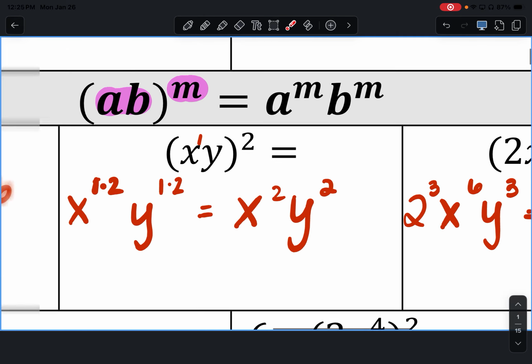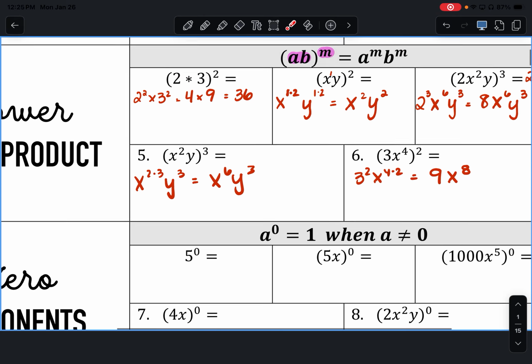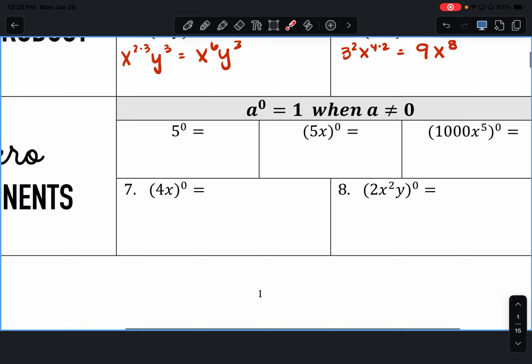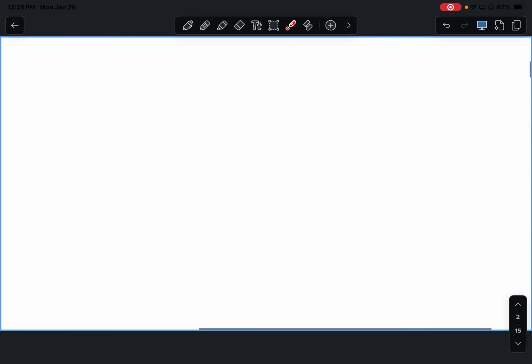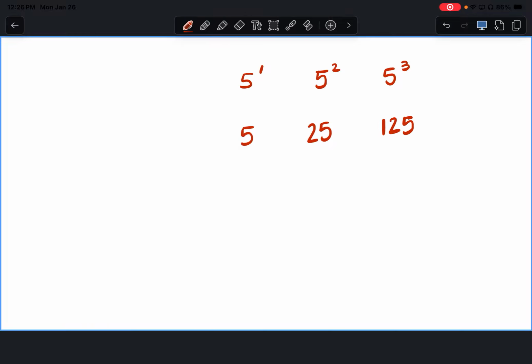Gotcha. Okay, continue. All right, now we're going to talk about the zero exponent rule, okay? So while we're looking at this, I want you to understand this, we kind of have to have a general understanding of exponents in general, okay? So if I have 5 to the first power, what is that? Okay, if I have 5 to the second power, what is that? If I have 5 to the third power, what would that be? And that would keep going forever, right?